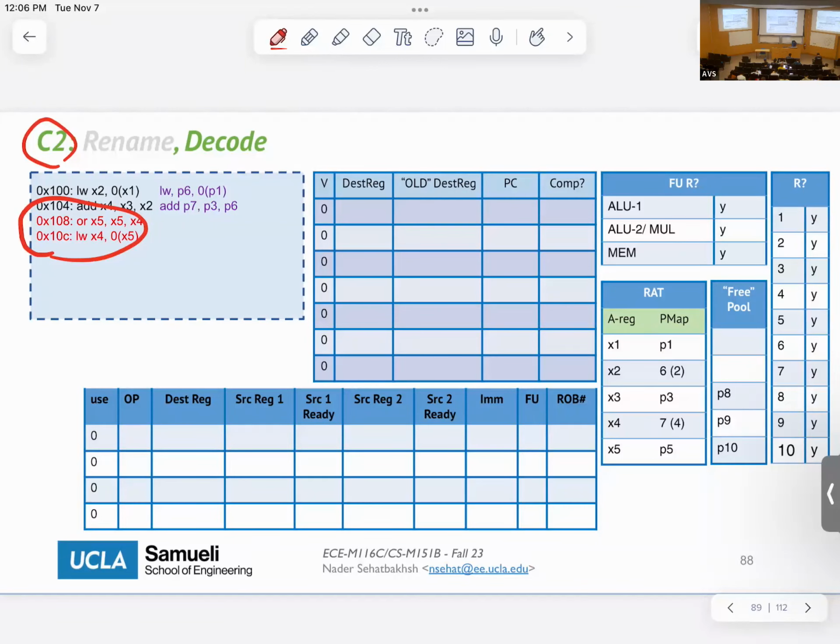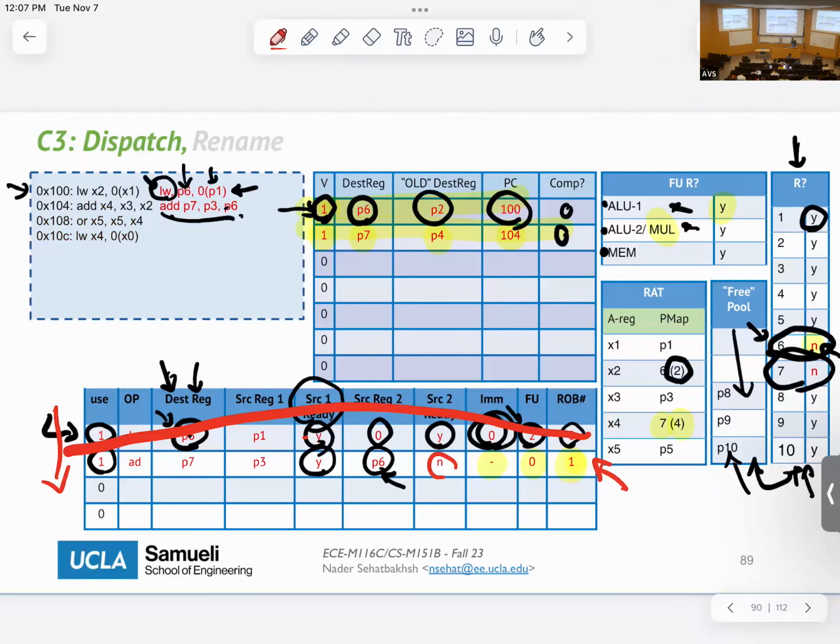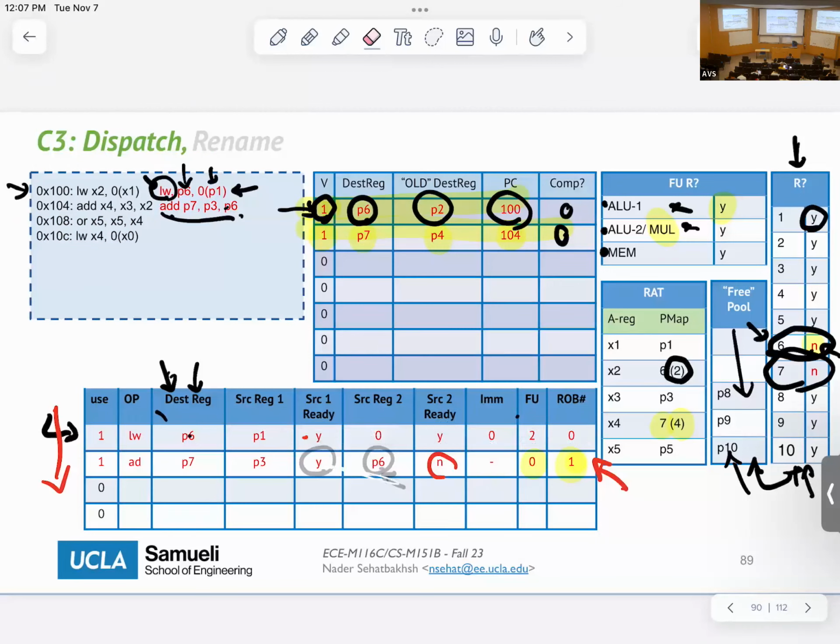So we decode in cycle 2, and then that's where we do what we call a dispatch. The dispatch was this activity where we reserve a row in the reservation station, and we reserve a row in ROB. And then we populate the different columns in ROB and reservation station based on the data. The important thing in the reservation station specifically was the readiness of registers. For the source registers, we need to go to this table and see whether the source registers are ready or not. And we put yes or no here.